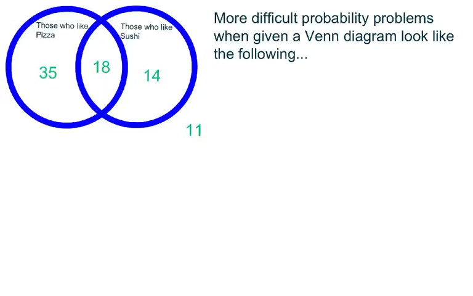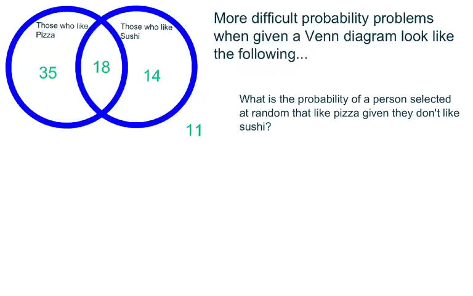And then a little bit more difficult probability problems given a Venn diagram looks like the following. What's the probability that a person selected at random likes pizza given that they don't like sushi? This word given means the total changes. This means that you know they don't like sushi, or you know the total number is based on what follows that word given. So here my total number is of those that don't like sushi. Well, those that don't like sushi is going to be 35 and 11. So that becomes my new total. That is my new denominator.